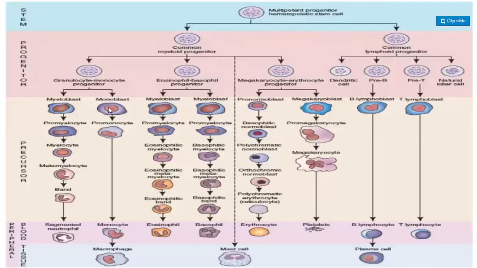So now let's look at the diagram to explain everything that we've been saying. This diagram here is going to show you how each of the blood cells are produced. Everything we've been saying is in this diagram. So let's start from here.